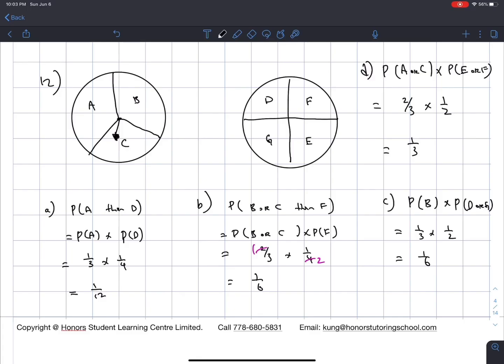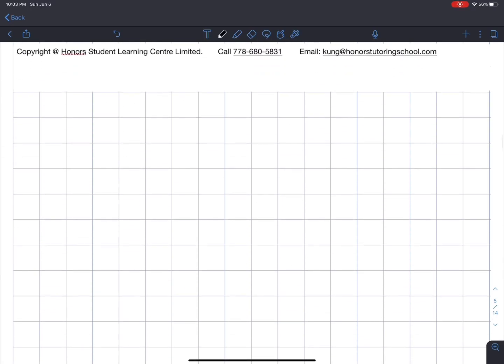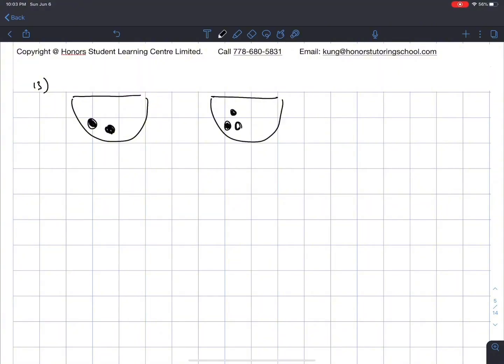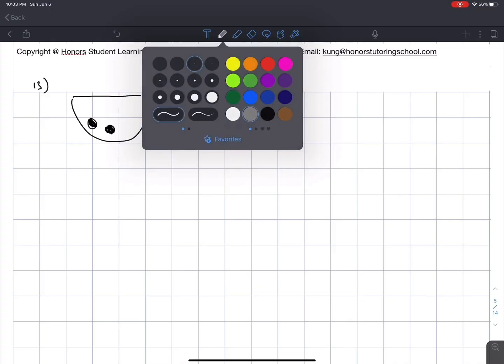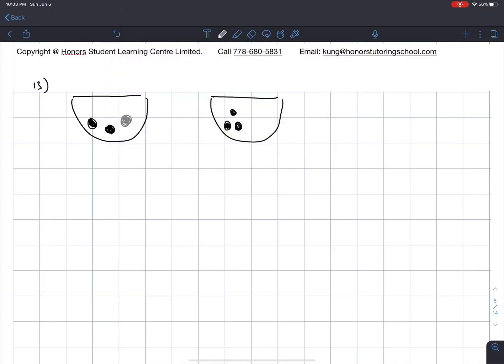Moving on to question 13. So we have bowl 1 with 2 black balls. Bowl number 2 has 3 black balls. And then bowl number 1 has 1 white. Again, I'm using gray for white, because when I use white here, it doesn't show anything.